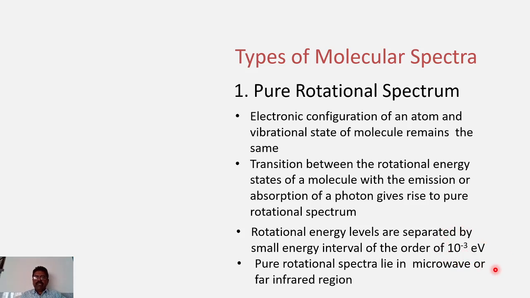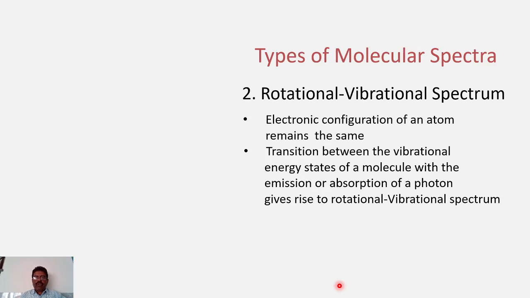So the spectral lines appear in the spectra because of the transitions among the rotational energy levels. They will lie in either the microwave region or the far infrared region. Most of the time in the far infrared region. You know that the infrared region of the electromagnetic spectrum is approximately divided into three classes: near IR, then IR, and far IR. So far IR has the larger wavelengths in the IR region. So this is the first type, pure rotational spectrum.